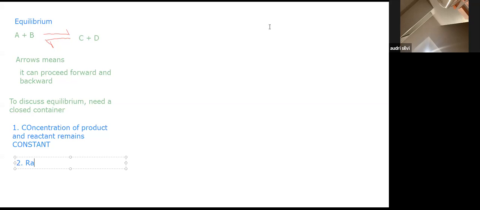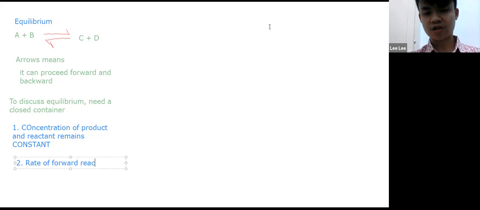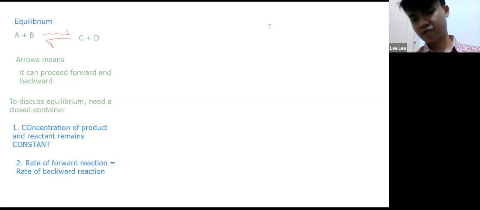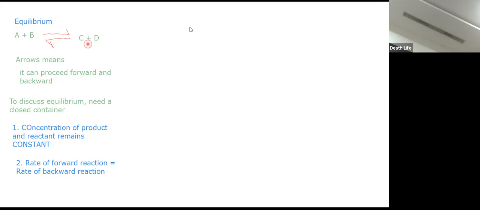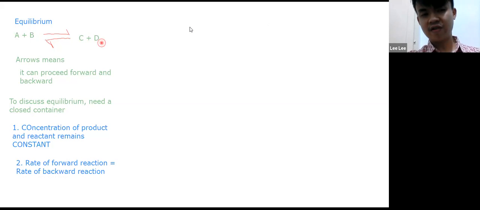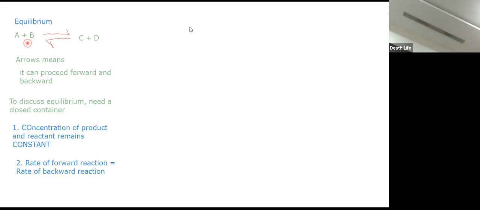And the second one is that the rate of forward reaction is equal to the rate of backward reaction. You have to listen more for this number 2. So now let's say you start the experiment by adding A and B. When you add A and B, they will react to produce C and D. When C and D get more and more, A and B slowly get used up. Because C and D is increasing, C and D also will react to produce A and B back again.